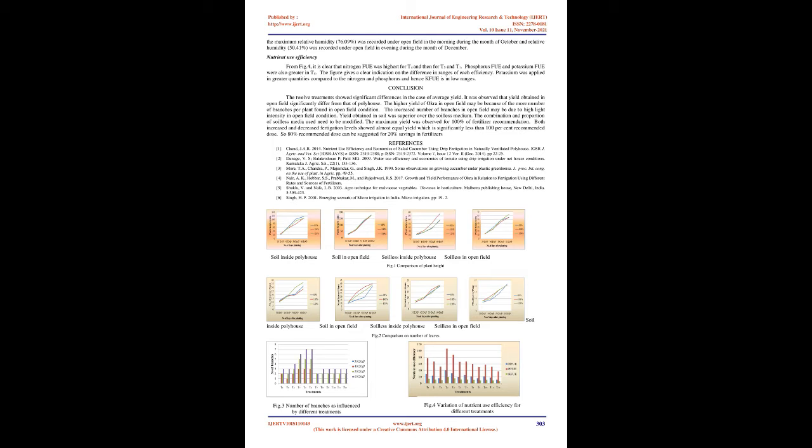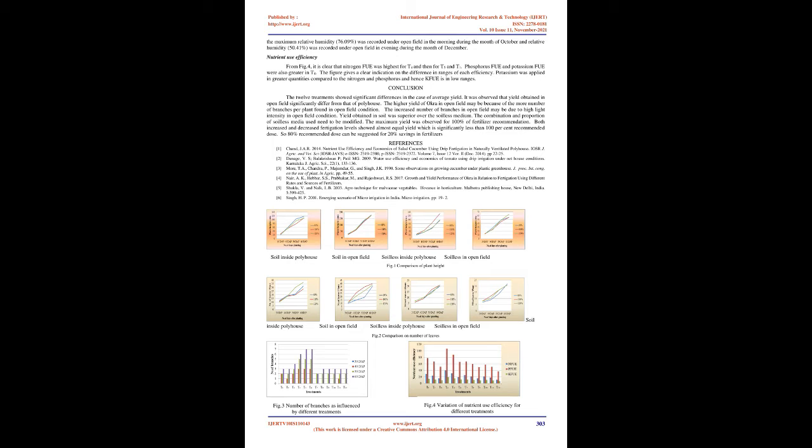The plant height of okra was significantly influenced by different fertigation treatments. At 30 DAP, plant height was maximum for T1 and minimum for T10. The maximum plant height was observed in T3 and minimum in T12 at 40 DAP. At 50 DAP, the plant height was maximum for T3 and minimum for T11. At 60 DAP, the plant height was maximum for T1 and minimum for T10 and T11. At all stages of growth, plant height was significantly higher in polyhouse as compared to open field.